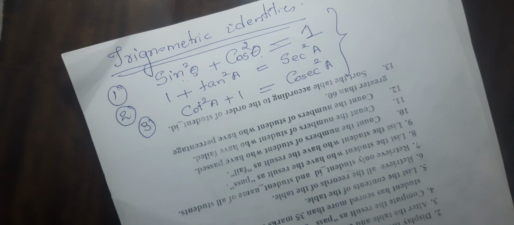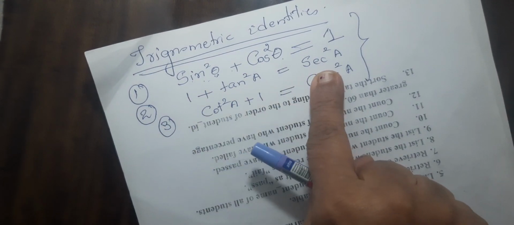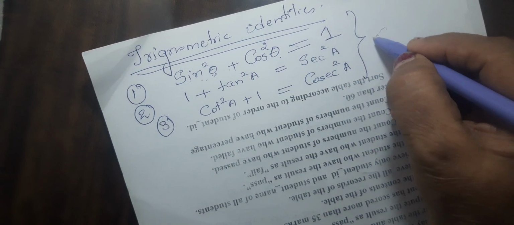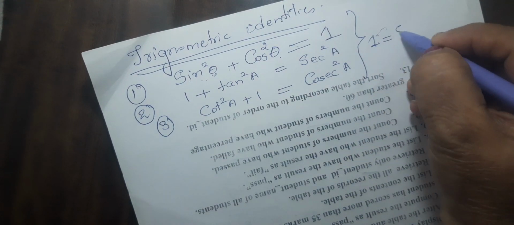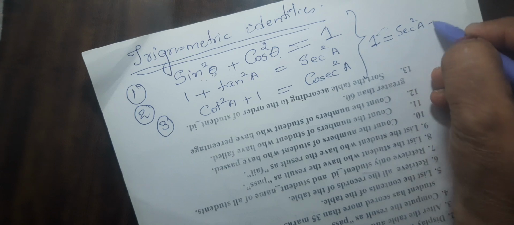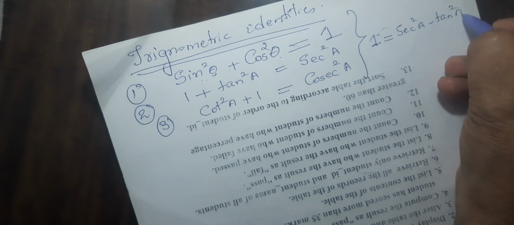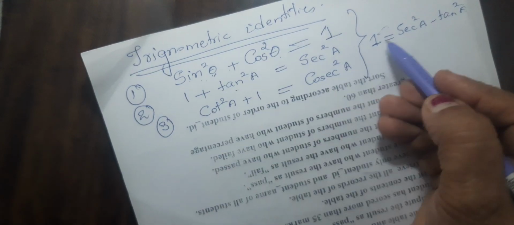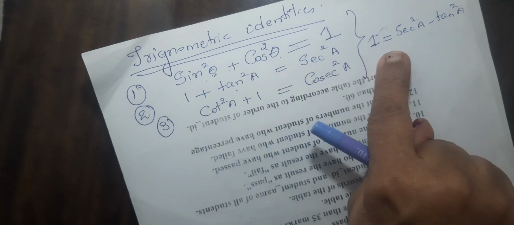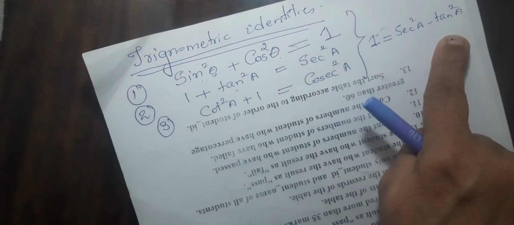In the same manner, even in the second identity, 1 plus tan squared a is equal to sec squared a. Here in this case, 1 is equal to sec squared a minus tan squared a. Because this plus tan squared a, if you bring it this side, you will get 1 equal to sec squared a minus tan squared a.